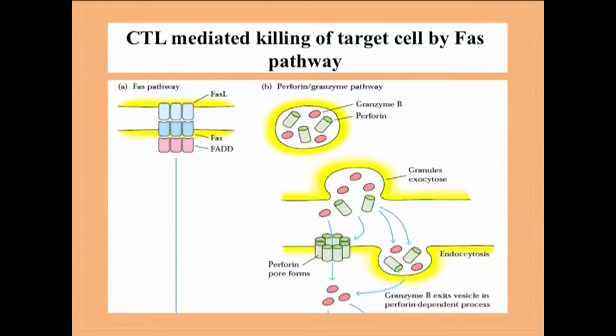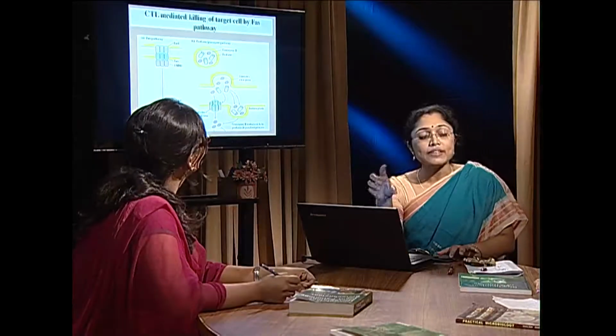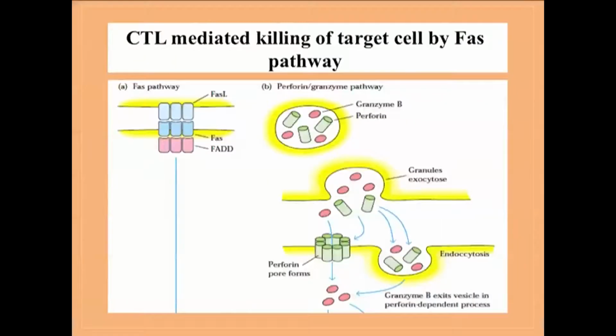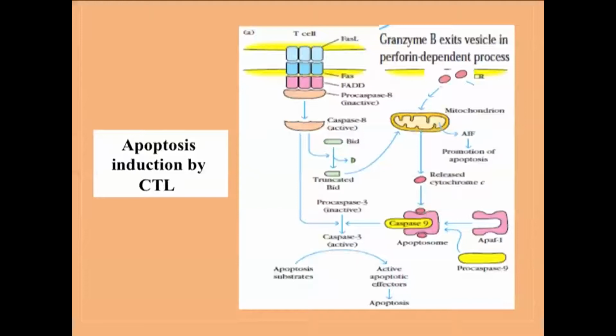Another mechanism is Fas Ligand binding. TC cells express a molecule called Fas Ligand, and some target cells express a molecule called Fas. When Fas Ligand binding takes place, it also sends a signal into the target cell to undergo apoptosis. Now, both the Fas Ligand interaction and the release of granzyme B into the cytoplasm of the target cell activate the caspase-mediated pathway. Ma'am, what is caspase?